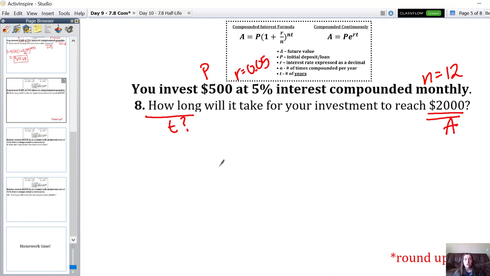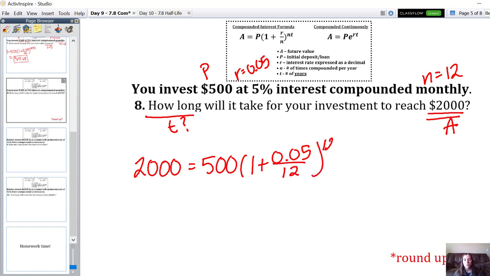So I'm just going to start by substituting in everything that I know. Again, we're compounding monthly, not continuously, so we're going to use that first formula. So we have A is 2,000 equals 500 times 1 plus 0.05 over 12 to the power of 12t. Again, I don't know t, so I'm going to leave that variable as the letter. Now we're solving for a variable that's in our exponent. The first thing that I'm going to do is divide by 500 on both sides. 2,000 divided by 500 is 4 equals, and then I'm going to simplify what's on the inside.